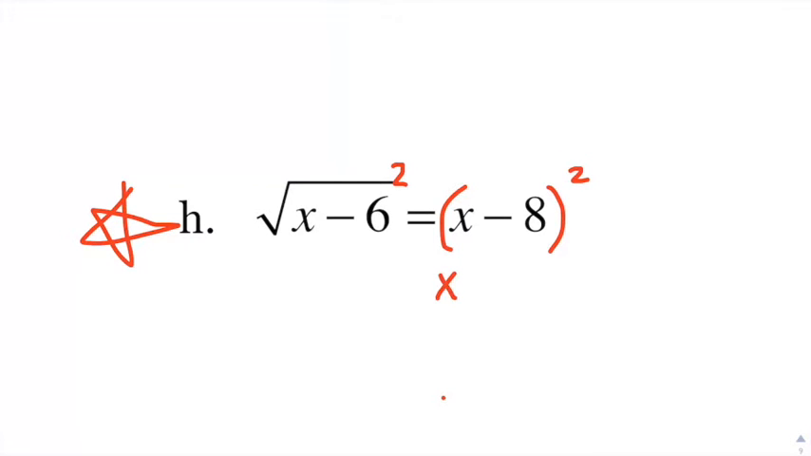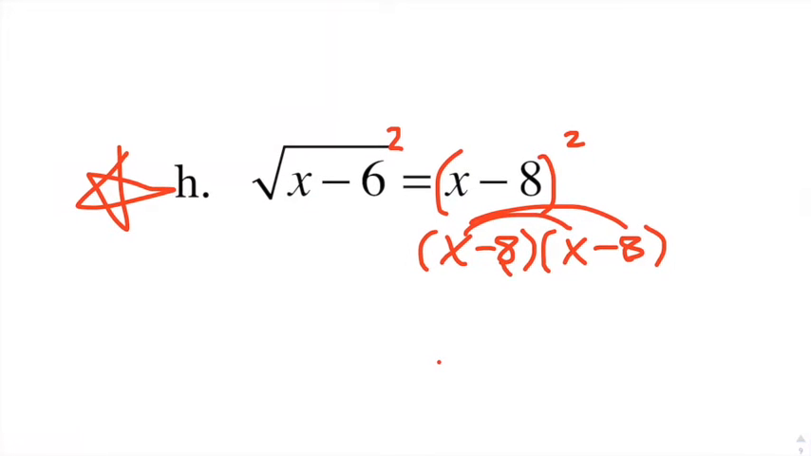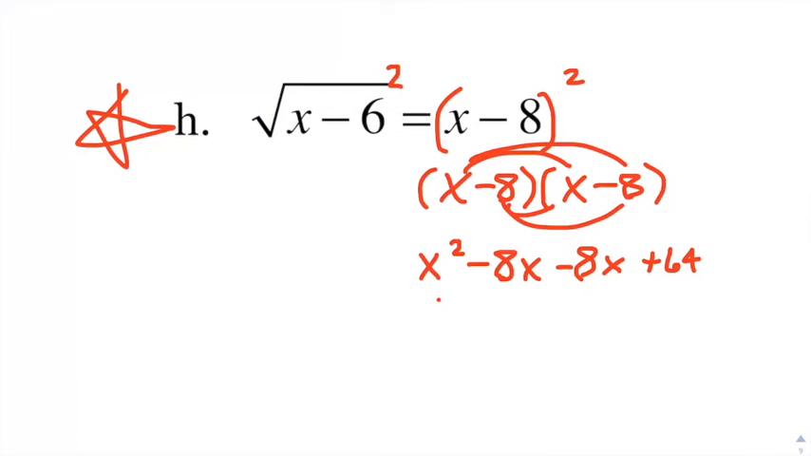And then I have a lot of students wanting to write this as x squared plus 64, square both of them, right? But actually, this is in a way a FOIL problem. This is x minus 8 times x minus 8. So we actually need to FOIL this whole thing together. That's going to get us x squared minus 8x minus another 8x and then plus 64. So when you simplify that, that is x squared minus 16x and then plus 64.